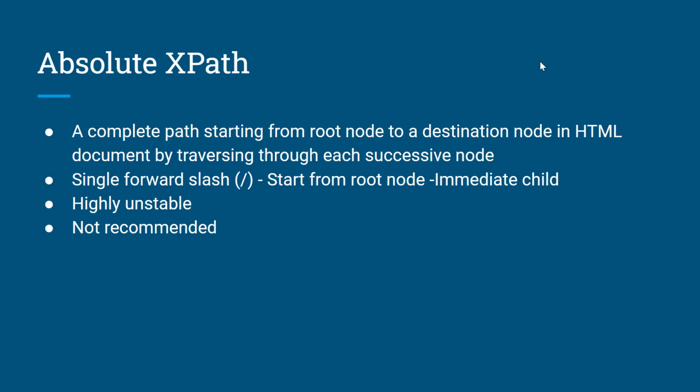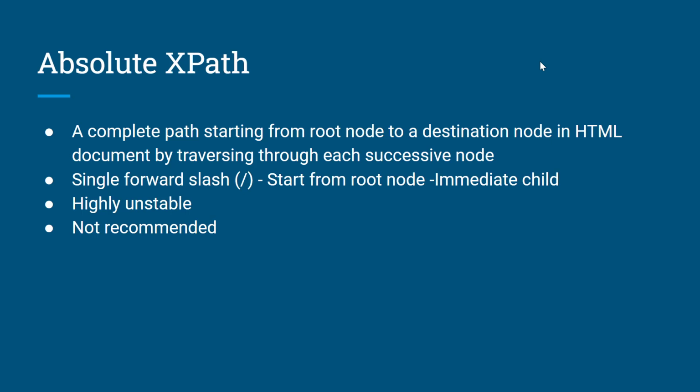So absolute XPath is a complete path starting from the root node to a destination node in the HTML document by traversing through each successive node. This is similar to the first instruction given to the visitor, where we told every step. We use a single forward slash, which also represents the root node or immediate child. It is highly unstable and not recommended. Think about the first instruction given to the visitor. We told them from JFK to come to Dubai, then Dubai to Delhi. But that person may take a different flight which reaches Doha, and from Doha he can reach Bangalore. So any change in the plan will break the flow. The same thing happens in absolute XPath also. And this is not recommended because it is going to be very lengthy and unstable.